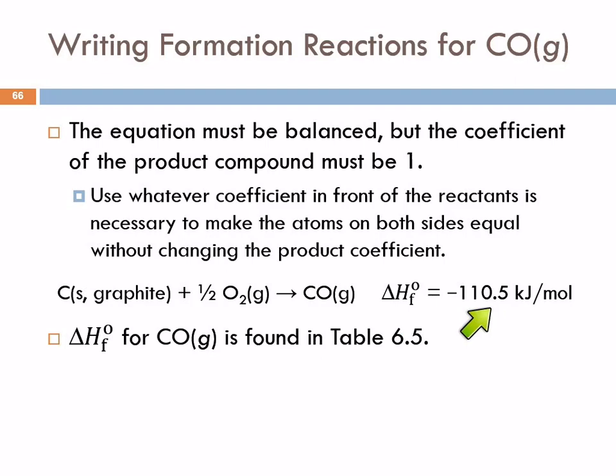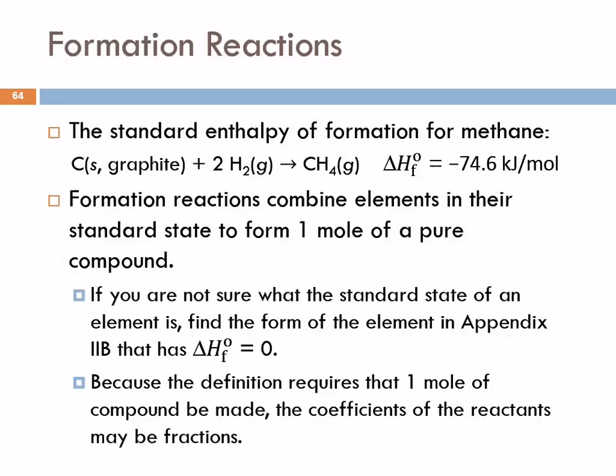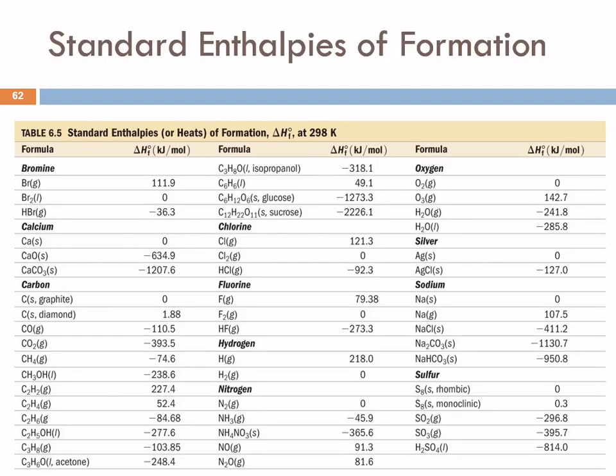Where do we get this number? It's in the table. Back to the table again. So carbon compounds, carbon monoxide gas, the heat of formation is minus 110.5. That's where that number came from.